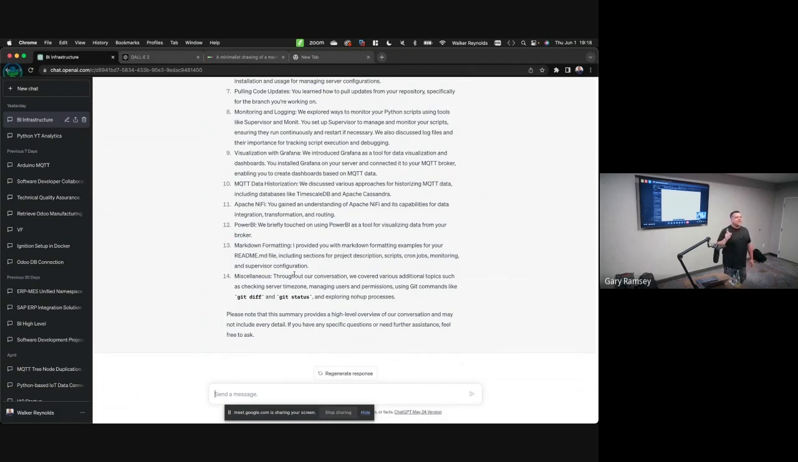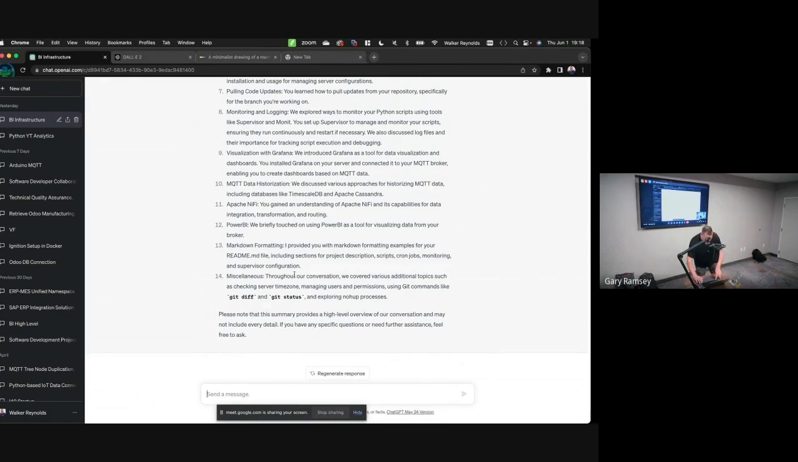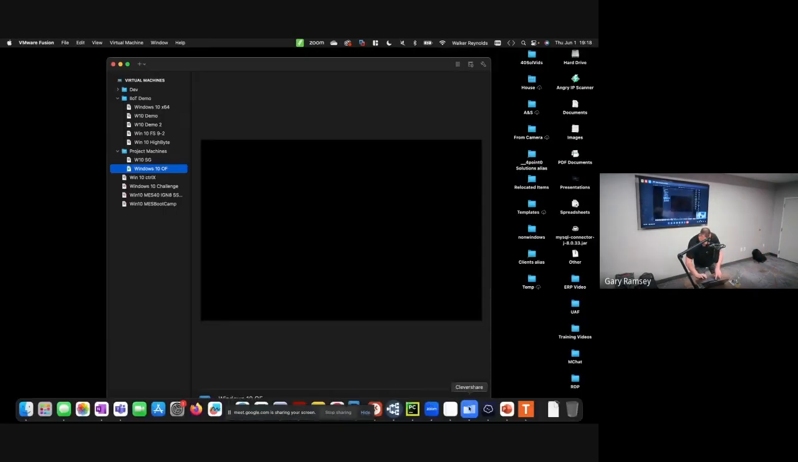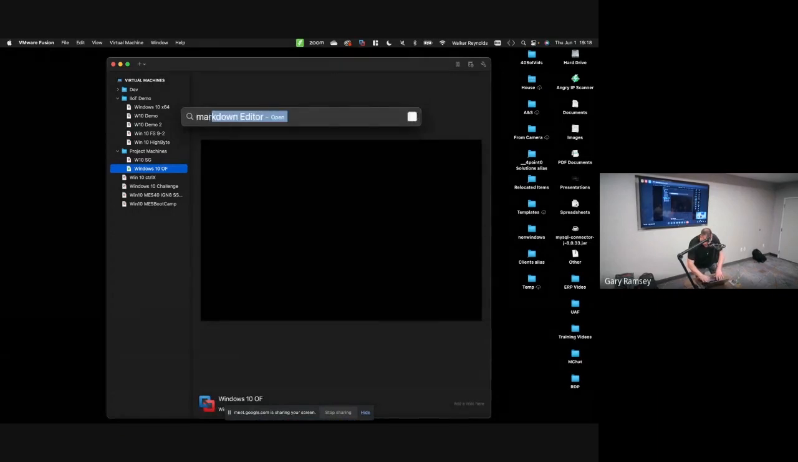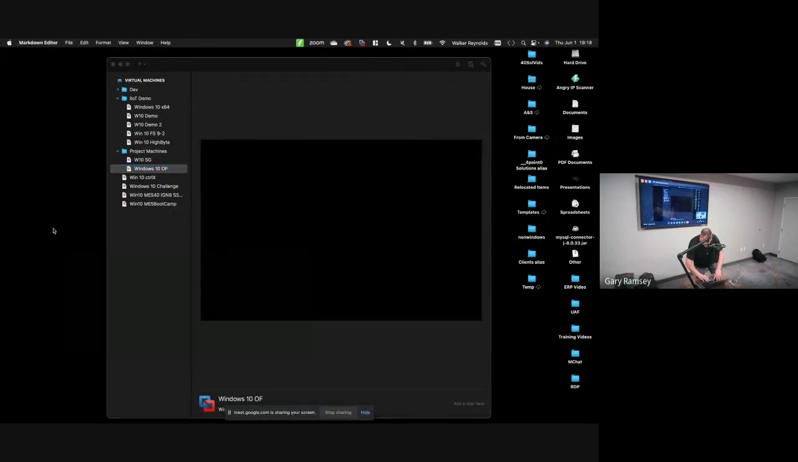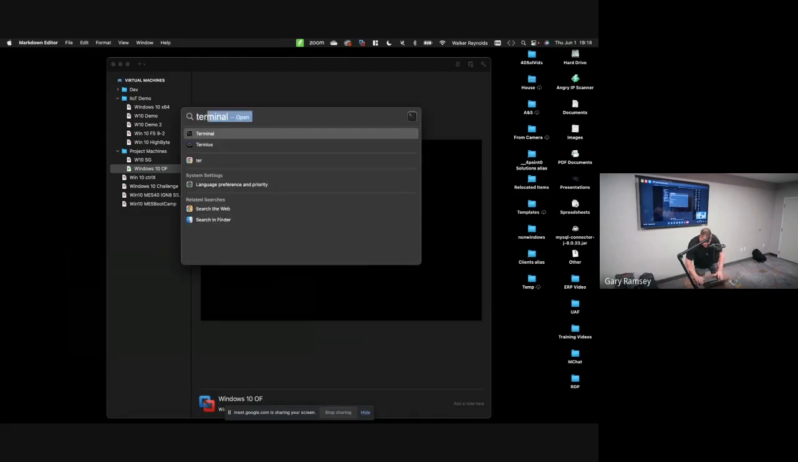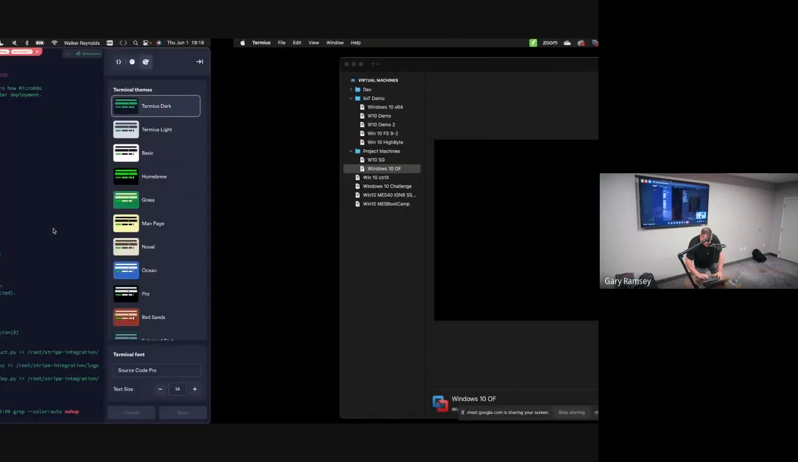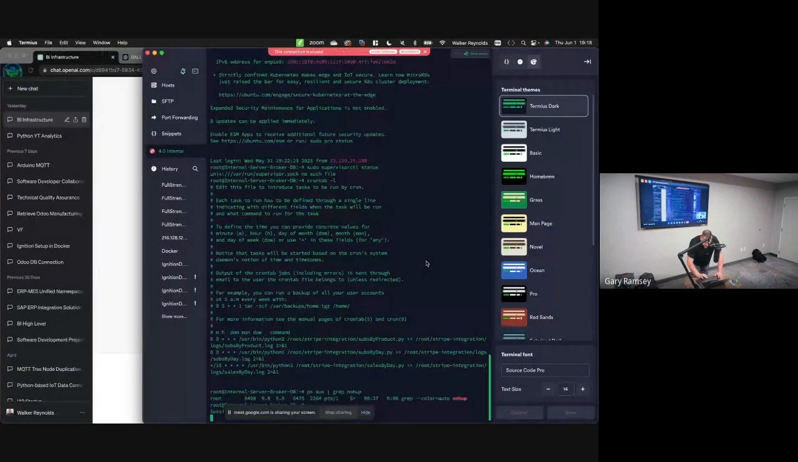Not only that, ChatGPT writes all of the markdown README. So for example, here, since I've got, all right, this is our, oh crap. Let me reconnect.